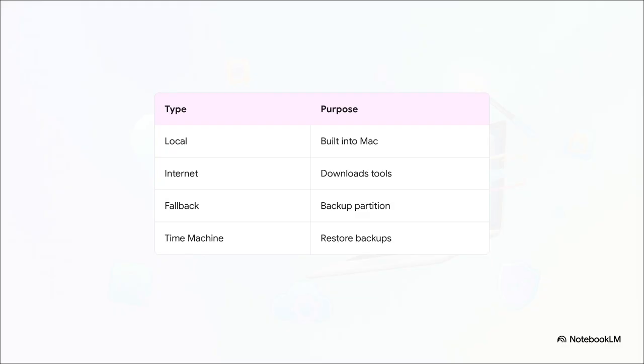This one literally bypasses your drive entirely and downloads the emergency tools straight from Apple's servers. And if you're rocking a newer Mac, you even have fallback recovery, which is essentially a hidden backup of the backup partition. Crazy, right? Plus, of course, Time Machine recovery to restore your whole system from your personal backups. It's an incredibly solid system.